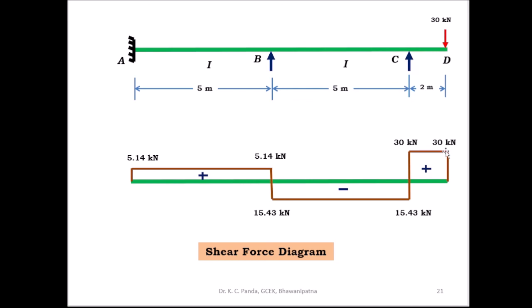Shear force at D is equal to plus 30 kilonewton. Shear force at C is equal to plus 30. Shear force left of C is equal to minus 15.43 kilonewton. Then shear force just right of B is equal to minus 15.43 kilonewton. Then shear force left of B is equal to plus 5.14 kilonewton, and shear force at A is equal to 5.14 kilonewton. So this is the shear force diagram, with the upper part positive and the lower part negative.